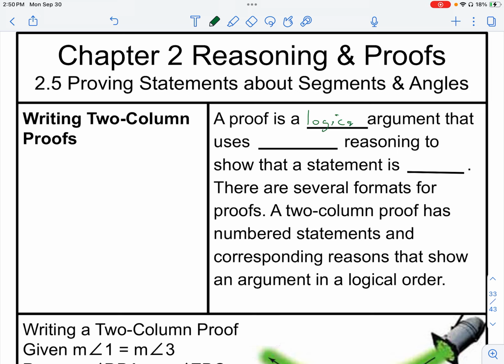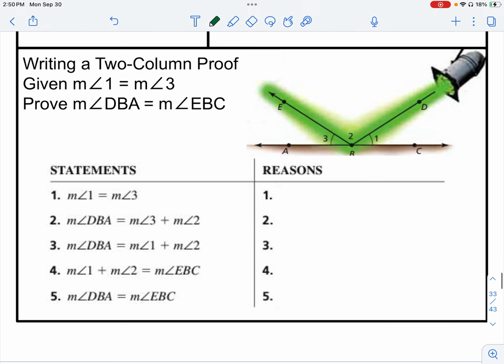A proof is a logical argument that uses deductive reasoning to show that a statement is true. And there are several formats, but we're going to use primarily a two-column proof, and that's what we're going to use today. We've got numbered statements and corresponding reasons that show an argument in a logical order. We go from step A to B to C without skipping steps. So let's do an example and see what that looks like.